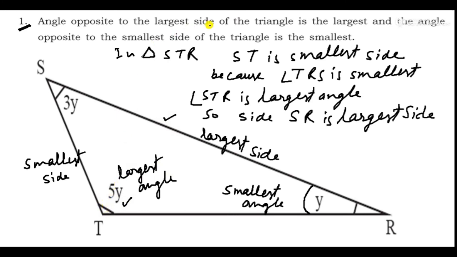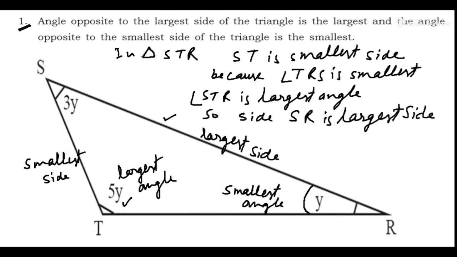Now the second thing is the angle opposite to the smallest side. So the smallest angle is this. Opposite, that means this one. That is, this side is the smallest side. It is given here: the angle opposite to the smallest side of the triangle is smallest. So always remember, the angle is smallest, then the side in front of it is also smallest.